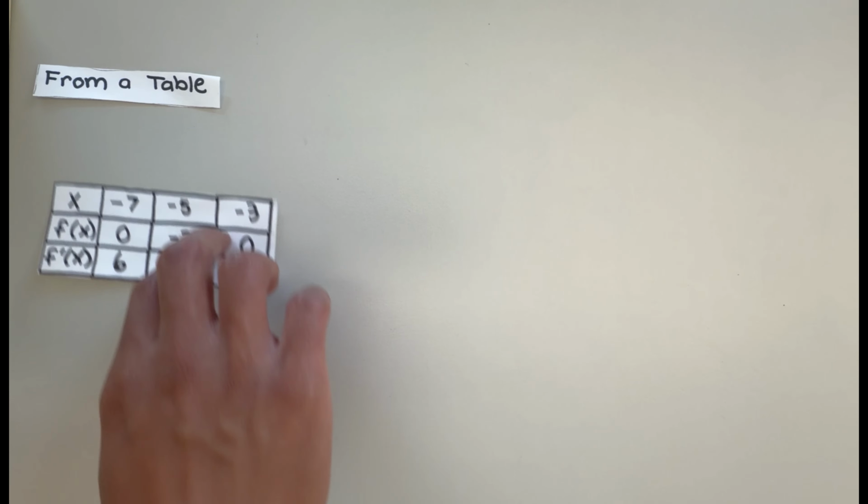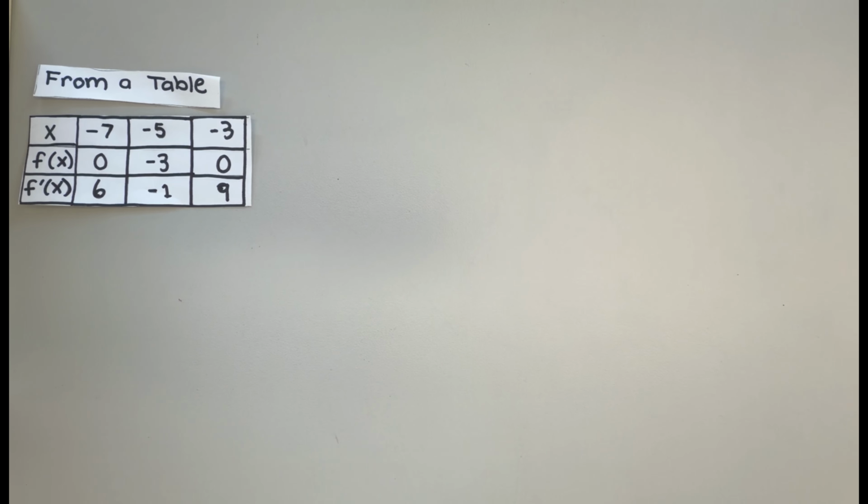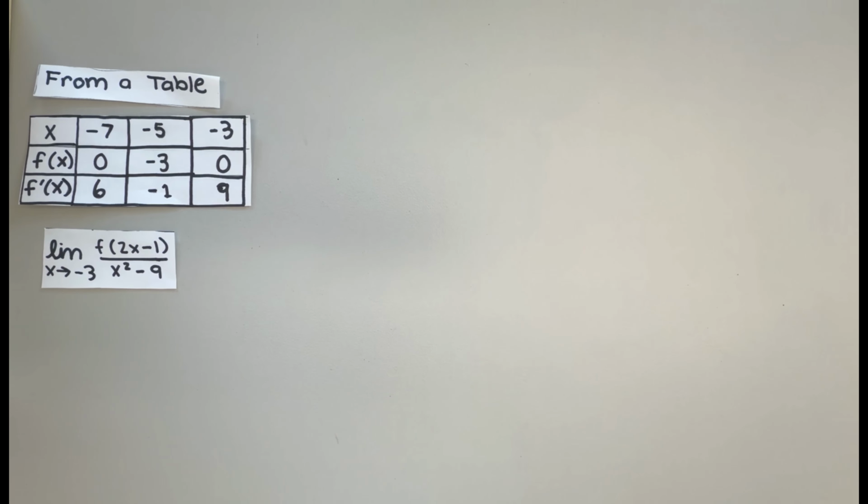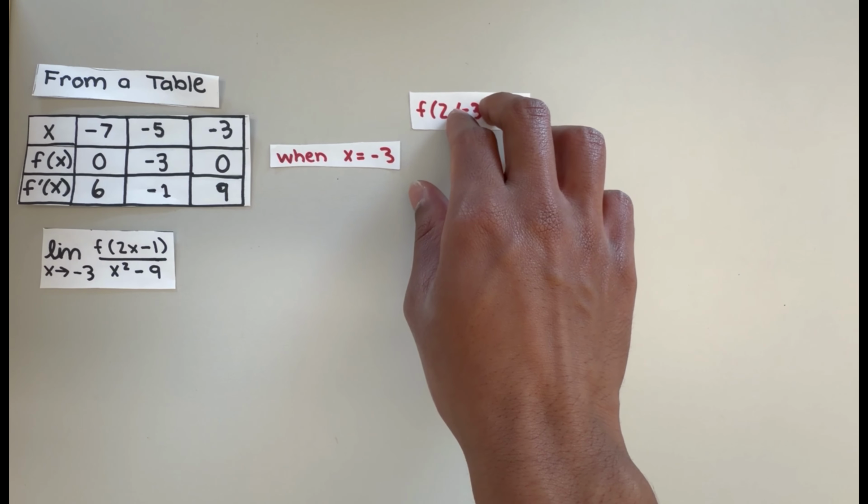Solving a limit using L'Hopital's rule from a table is mostly the same as with normal functions. You check for the indeterminate form, take the derivatives, and use the table to find the necessary values to evaluate your new expression. Let's solve the limit as x approaches negative 3 of f of quantity 2x minus 1 over x squared minus 9. First, we check that the limit is indeterminate when x equals negative 3.